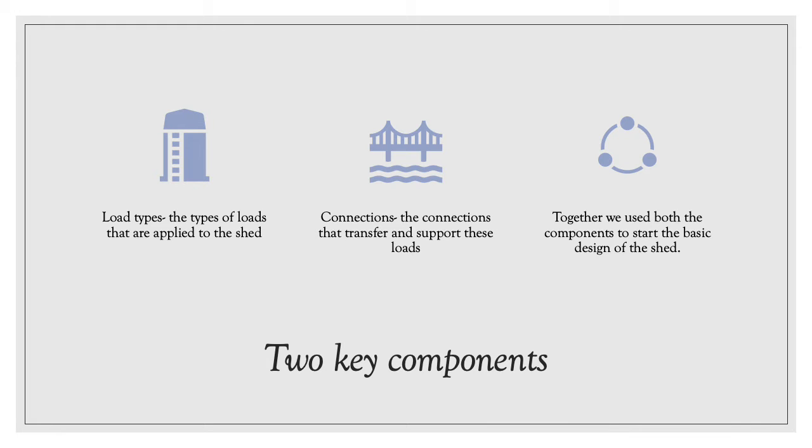Two key components are load types, the types of loads that are applied to the shed, and connections, the connections that transfer and support these loads. Together, we use both components to start the basic design of the shed.